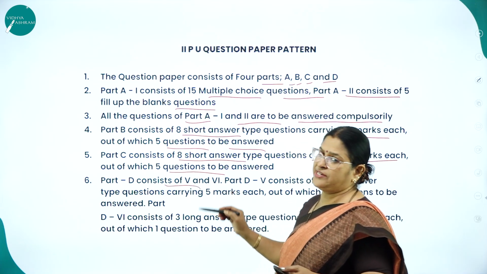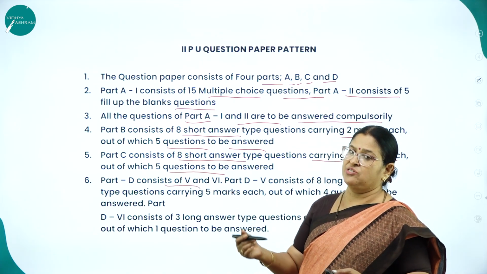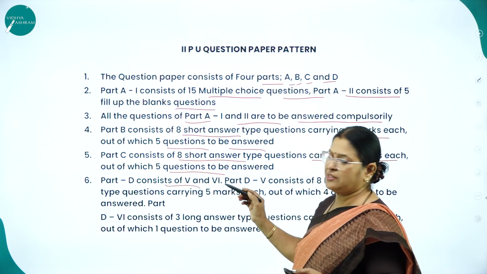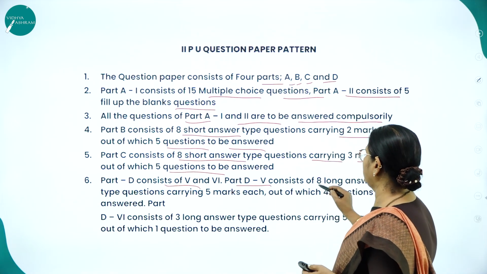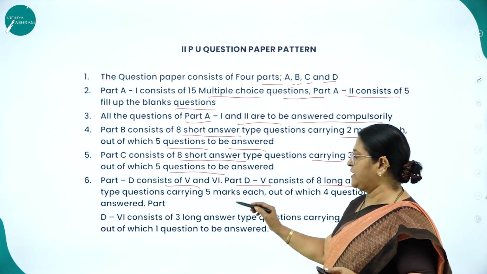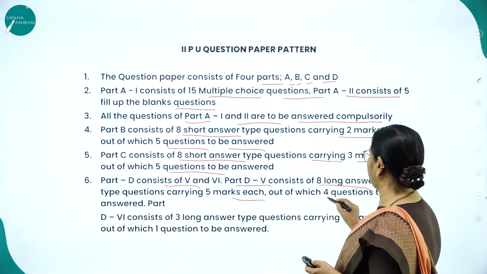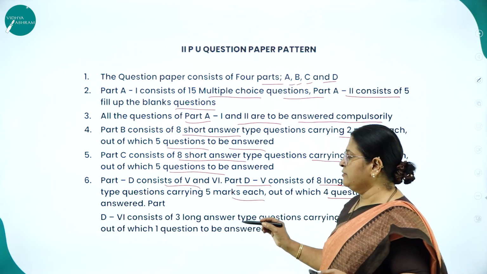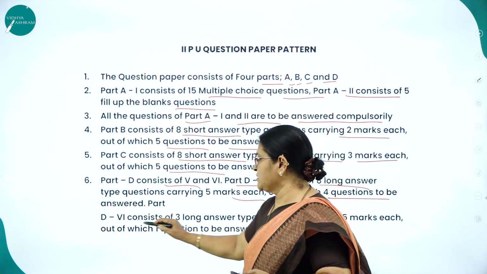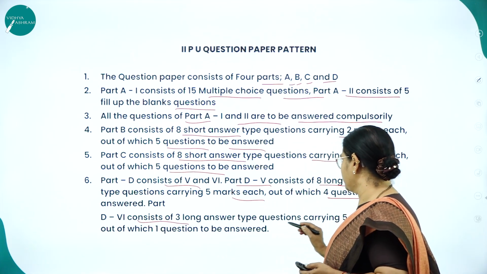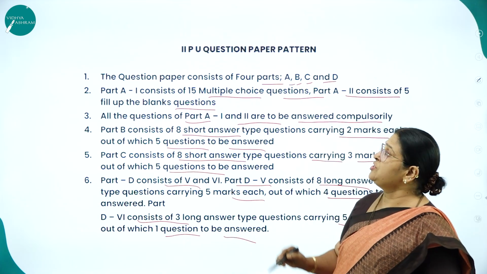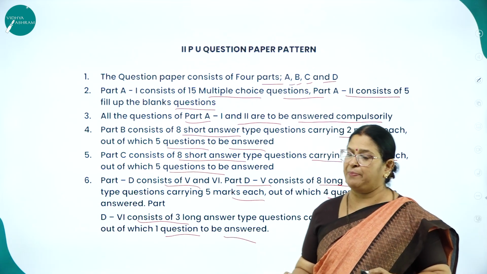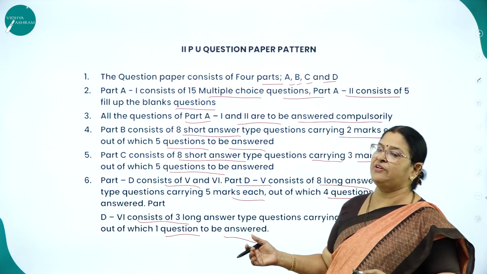Part D, as I already said, consists of 2 sections, part 5 and part 6. Part D, fifth, consists of 8 long answer type questions carrying 5 marks each, out of which 4 questions are to be answered. Then part D, that is 6, consists of 3 long answer type questions carrying 5 marks each, out of which 1 question is to be answered. So this is the second PUC question paper pattern. Hope I am clear even with this slide.